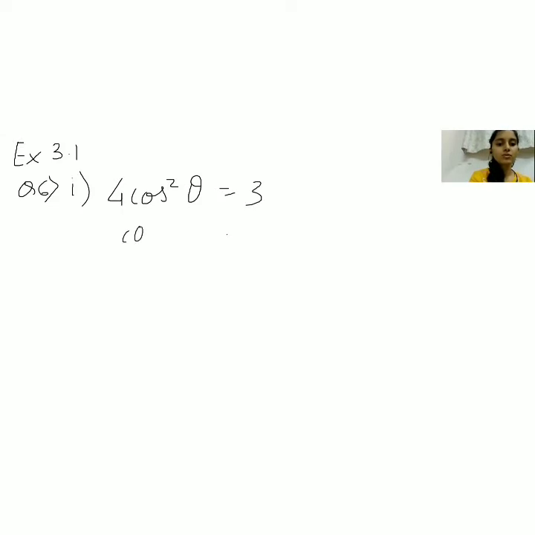So let us begin. Exercise 3.1, question 6, the first one. Find the generalized solution for 4 cos square theta equal to 3. Right, so we have cos square theta is equal to 3 by 4. This also means that cos theta is root 3 by 2. That means cos square of pi by 6 is equal to 3 by 4, correct?